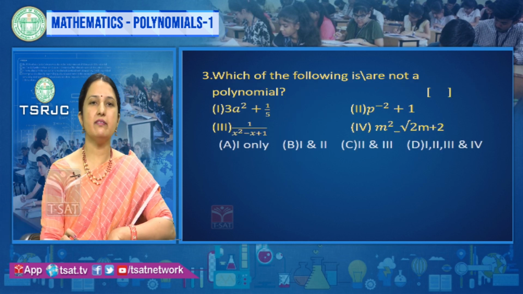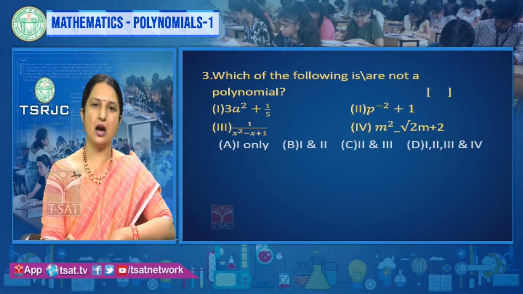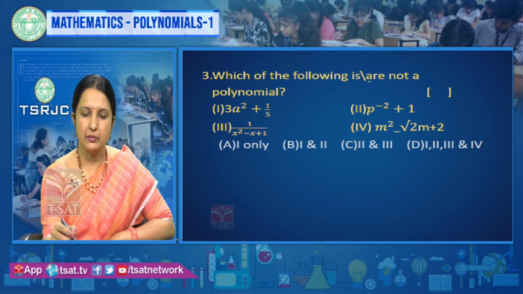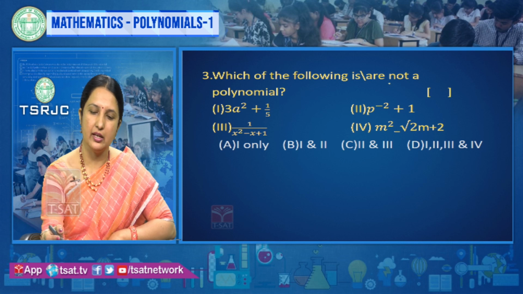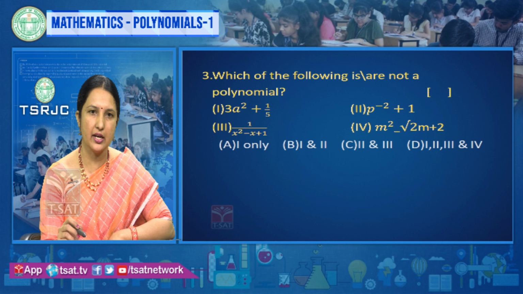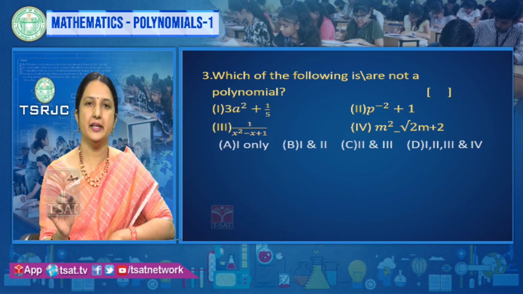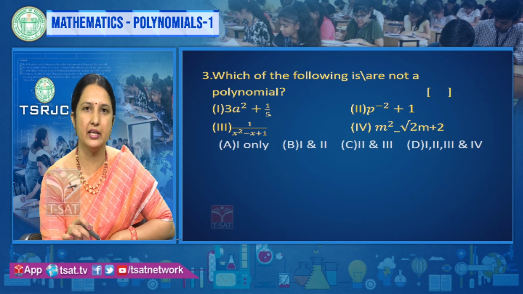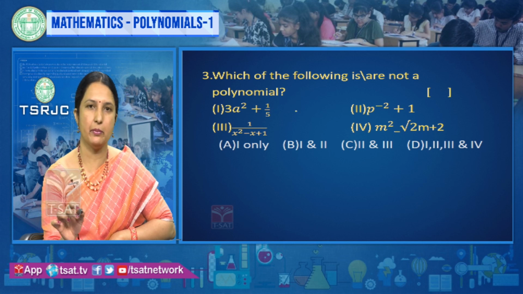Next, which of the following is not a polynomial, or which are not polynomials. So, we have to identify. The first one you see is 3a square plus 1 by 5. So, the powers are whole numbers. So, this is correct, it is a polynomial.